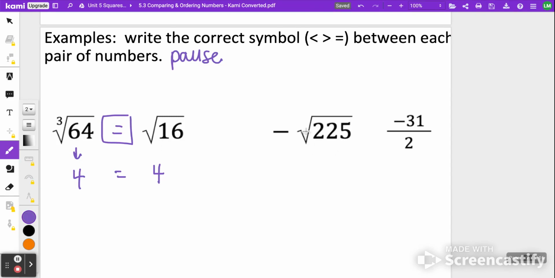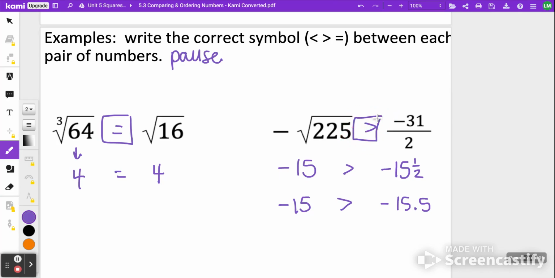Moving over here, I want the square root of 225, but negative. That's going to be negative 15. And negative 31 halves, 2 can go into 31 15 times with 1 left over. So this is negative 15 and a half. The thing you need to remember about negatives is when you compare negatives, the bigger the number it is, the smaller it actually is on the number line. So in this case, I'm going to say negative 15 is greater than negative 15 and a half, which means the negative square root of 225 is greater than negative 31 halves.